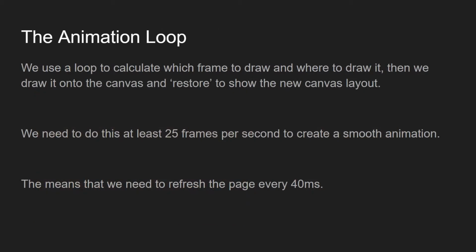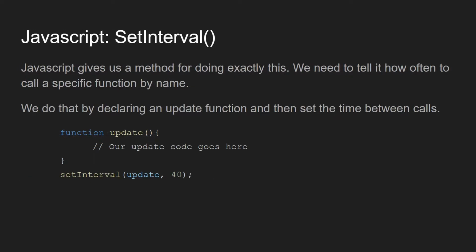The most important part of an animation is the animation loop, which redraws each frame and displays them on the screen. We need to do this at least 25 times a second to create a smooth animation, and that means we have to refresh the page every 40 milliseconds. Fortunately, JavaScript provides us the ideal way to do this with a function called setInterval. This allows us to create a function, pass the name of that function to setInterval, and give it the number of milliseconds before calling it again.